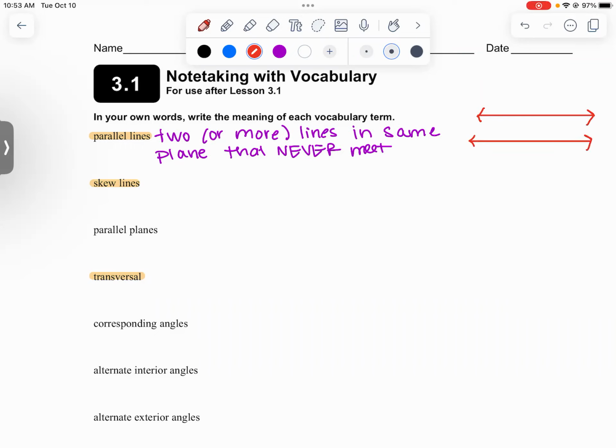Almost the same in the back, almost the same in the front. This plane.